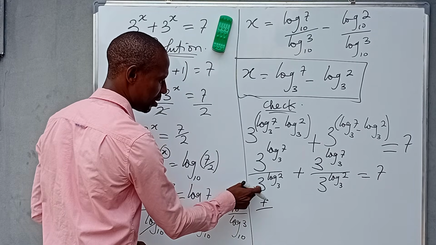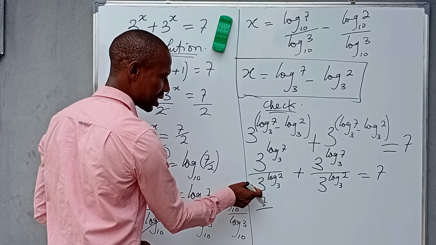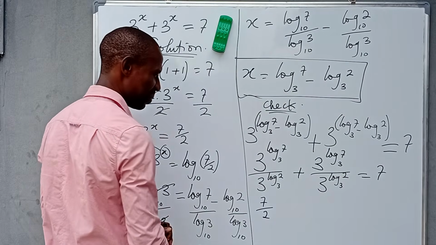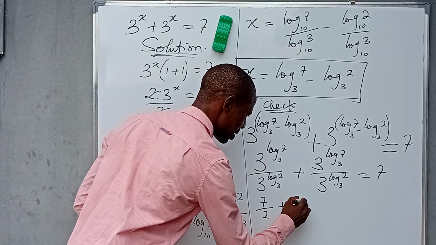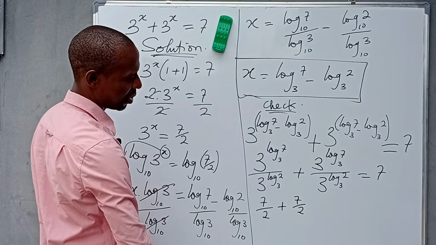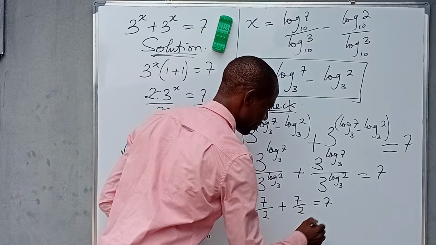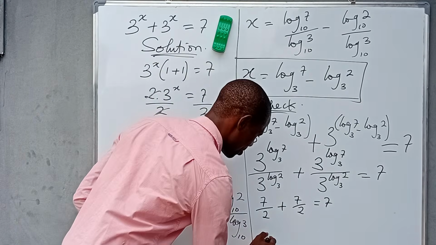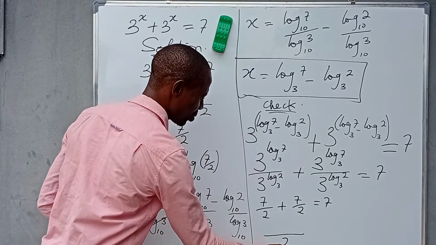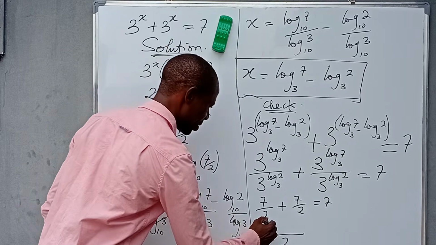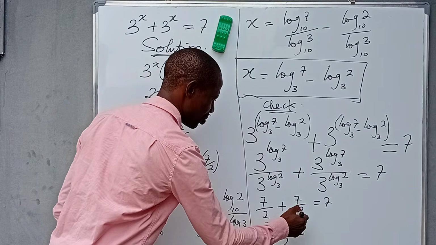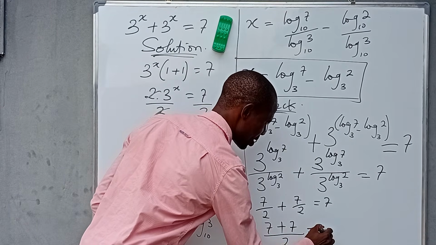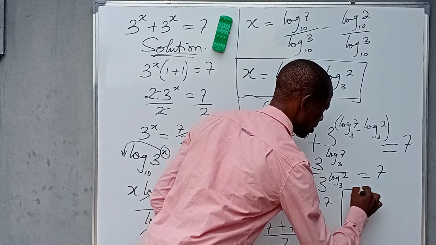So on this side we're going to have 7 all over 2. The same thing here: we are having 3 to the power of log base 3, so here we end up having 7 also, all over 2. Then this is equal to 7. We can look for the LCM of everything here, which is 2. So 2 into 2 will give us 1, then 1 times 7 will give us 7. Then plus 2 into 2 will give us 1, and 1 times 7 will give us 7, everything equal to 7.